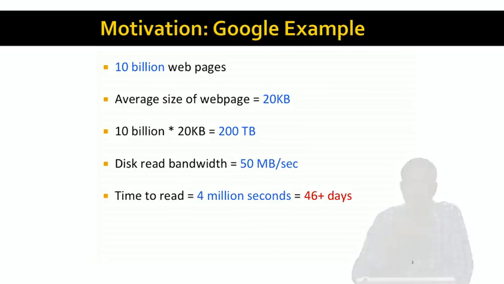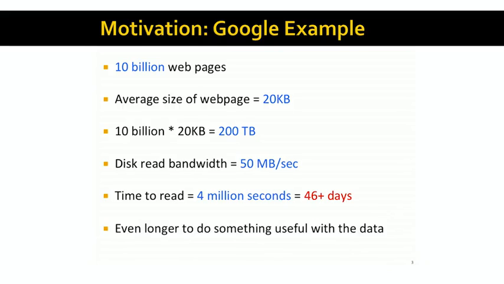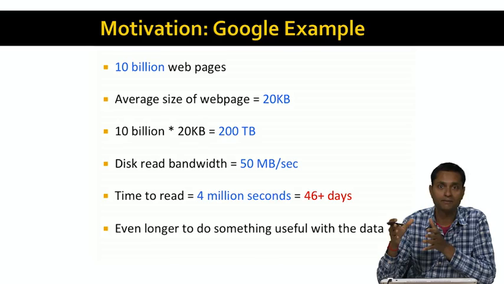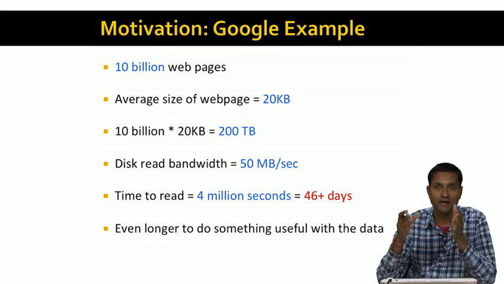Remember, this is an awfully long time, and this is just the time to read the data into memory. To do something useful with the data, it's going to take even longer. Right? So clearly, this is unacceptable. You can't take 46 days just to read the data, so you need a better solution. Now, the obvious thing that you think of is that if you can split the data into chunks, and you can have multiple disks and CPUs, you stripe the data across multiple disks, and you can read it in and process it in parallel in multiple CPUs. That's going to cut down this time by a lot.